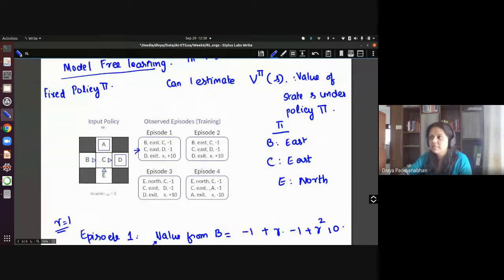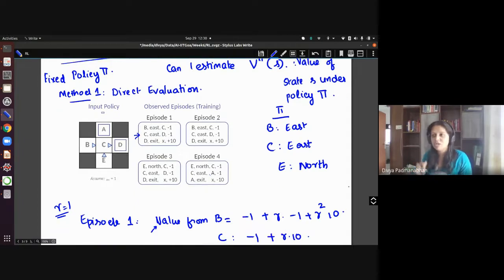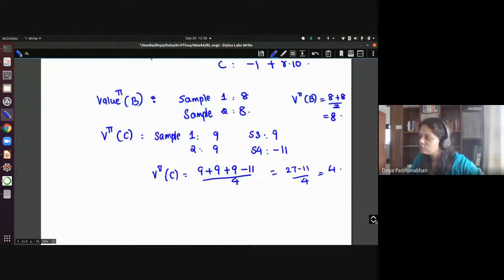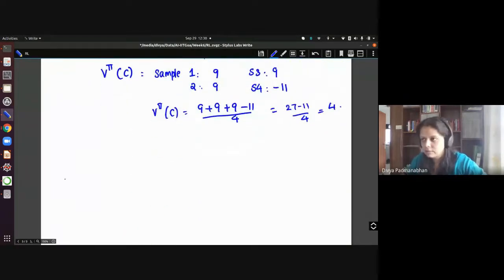So this is method one, and this is called direct evaluation, because you're directly taking all the samples, whatever you need, computing exactly from the episodes and doing your computation. The names are not so critical, it's the ideas that are more important. So I'm going to try to develop another method.